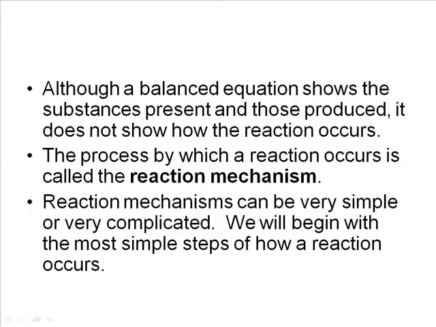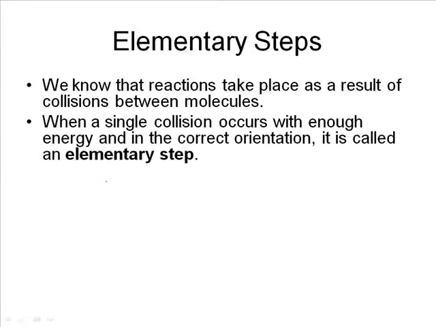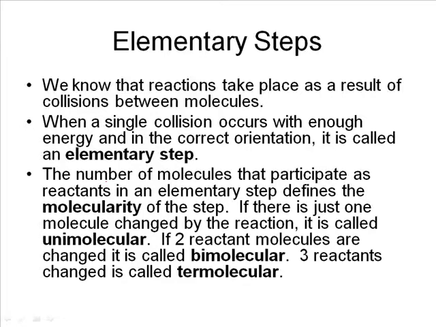They can be pretty simple, one or two steps, or sometimes 4 or 5 steps, pretty complicated. So we're going to begin with simple steps of how a reaction begins. We know that for a reaction to occur, obviously the molecules have to collide with each other. When a single collision occurs with enough energy and the correct orientation, what we call that is an elementary step, and that's when, again, one thing hits another thing and that reaction happens.